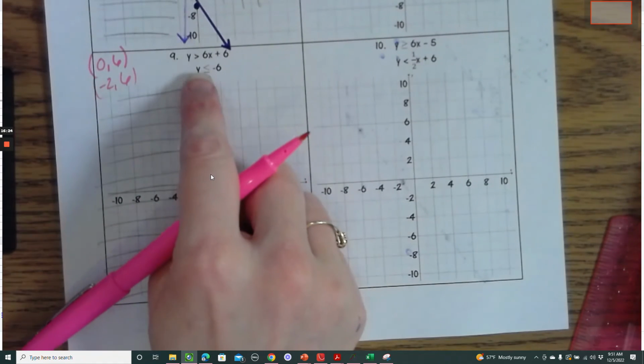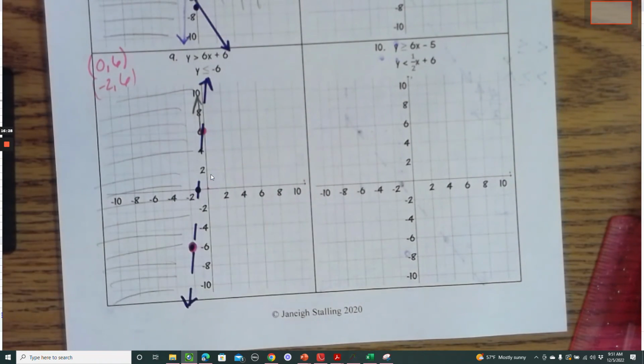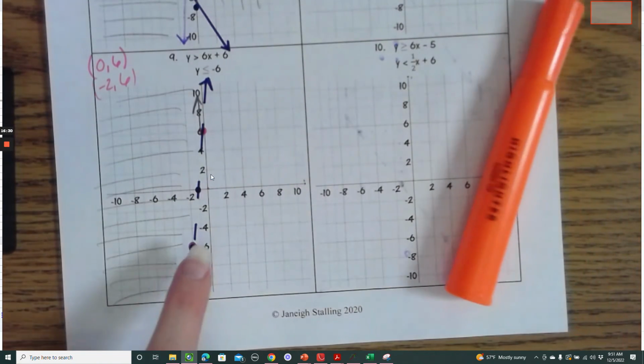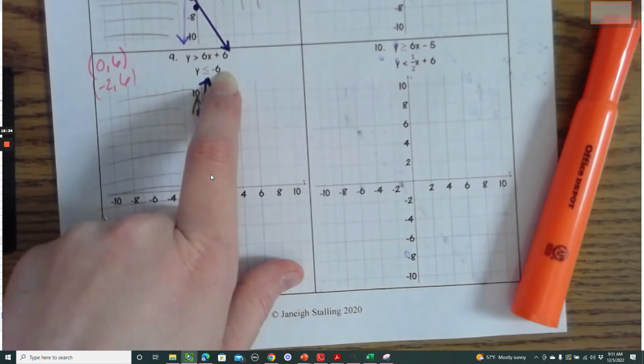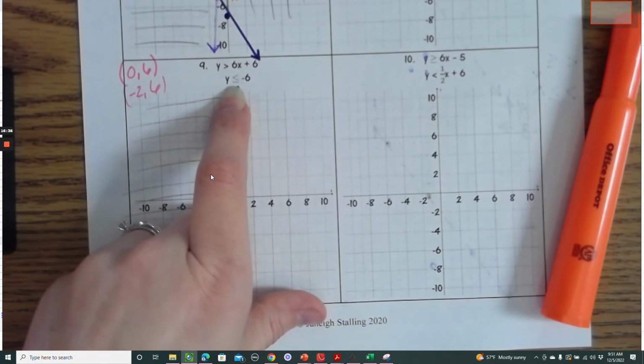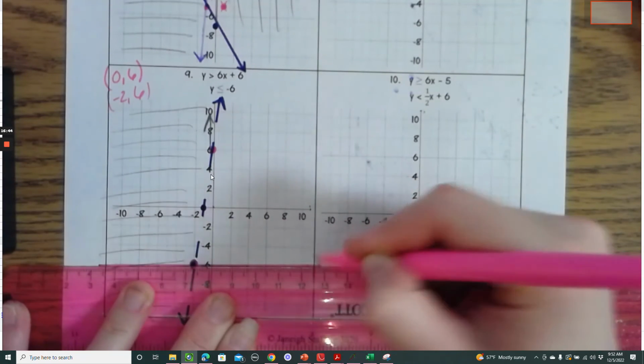All right. Y is less than or equal to negative 6. If there is just a number after the y, it's a horizontal line that's going through that y value. It's solid. So at negative 6 on the y-axis, you're just going to draw a solid line.